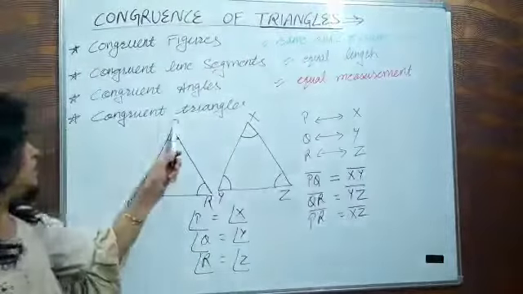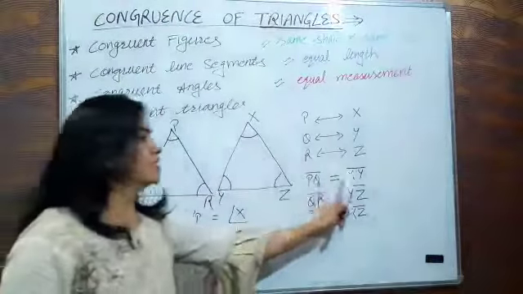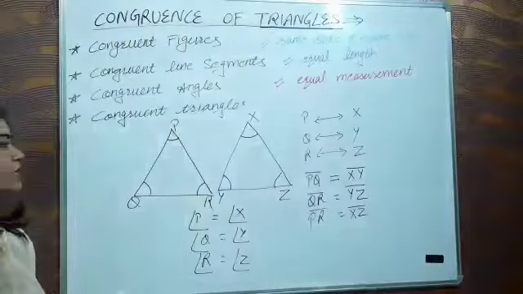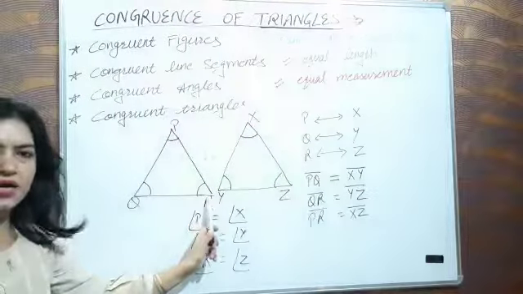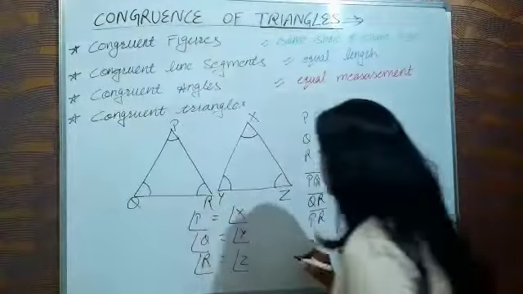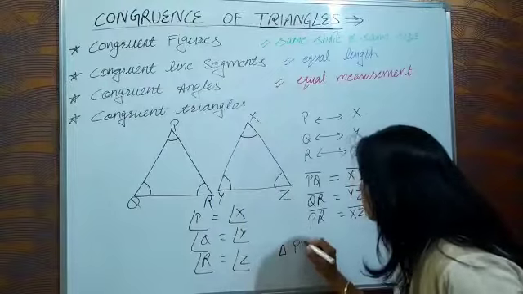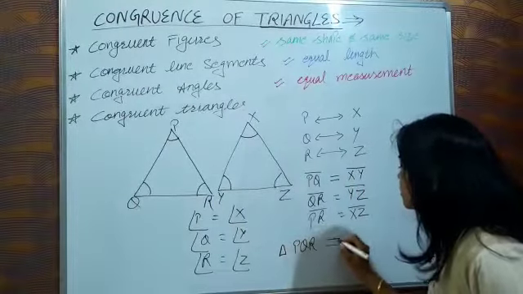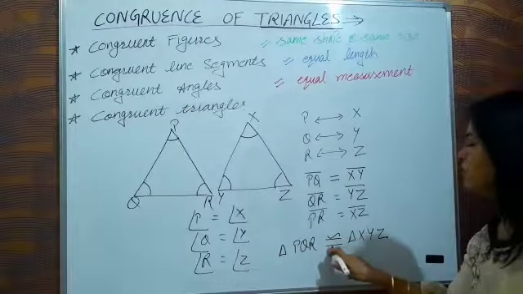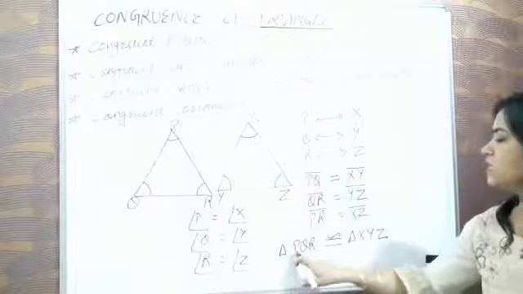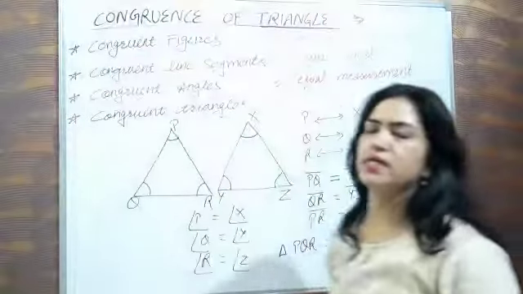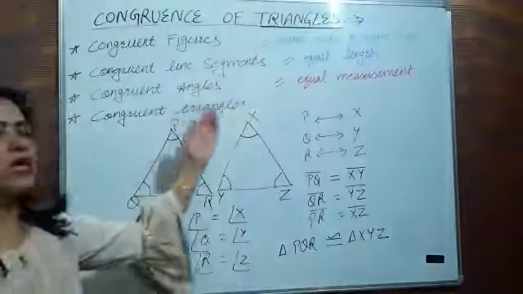Again, if two triangles are congruent, their sides are of equal length, their angles are of equal measurement. We can say triangle PQR is congruent to triangle XYZ. How do I write it? Triangle PQR congruent to triangle XYZ. This is the symbol of congruency, right? Triangle PQR congruent to triangle XYZ. This is all about congruent triangles.